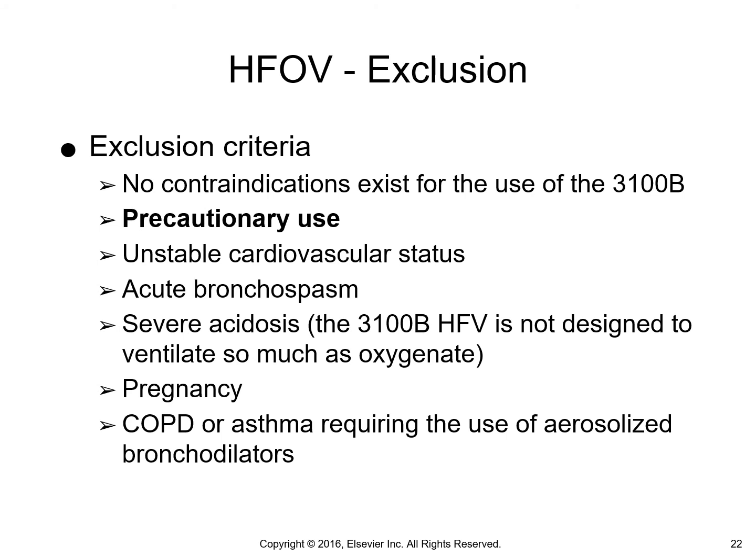All right, so when do you not want to use it? There are really no contraindications for the 3100B. There's precautionary use, which is where the benefits outweigh the risks. Unstable cardiovascular status, because again, you're increasing that mean airway pressure, so you could decrease your cardiac output. Severe acute bronchospasm.